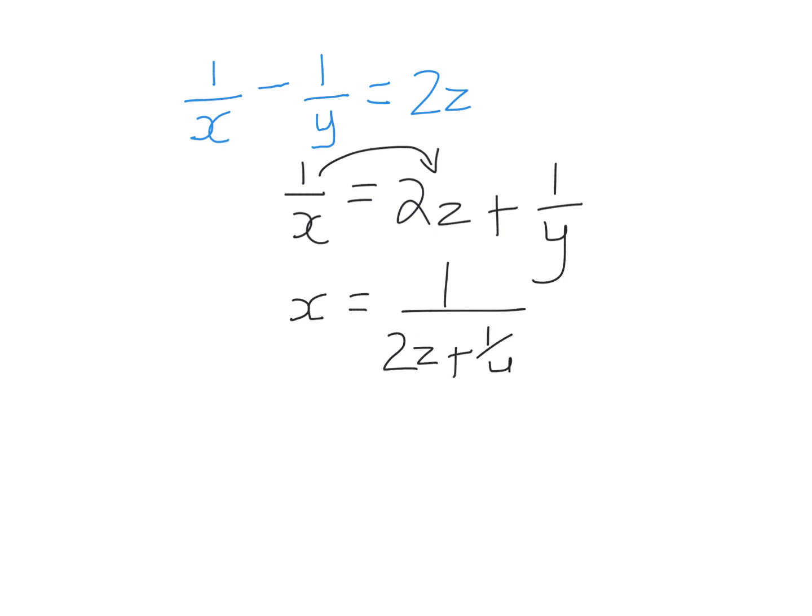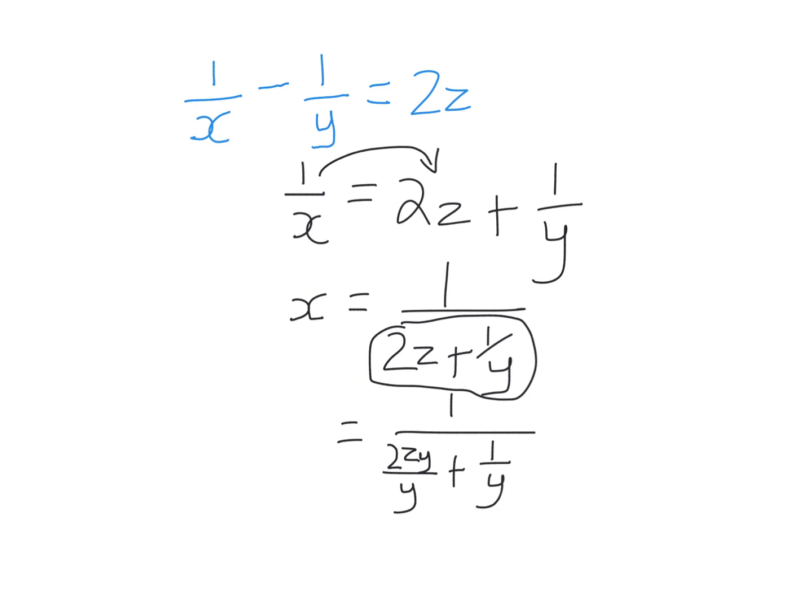Of course, that's not really simplified. So let's go ahead and simplify it. I'm going to make the denominator here into a single fraction. So I need to write 2z as 2zy over y. That way the two fractions here have the same denominator and I can add them together. So that will just become 1 over 2zy plus 1 over y.